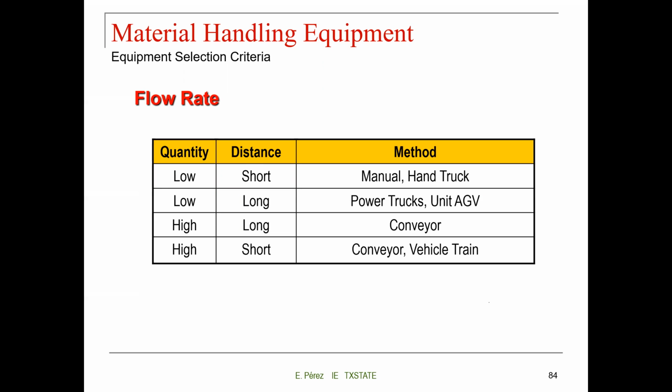Flow rate is another way to select equipment. If the quantity is low and the distance is short, use a manual hand truck. This is the same information that we showed you, summarized.